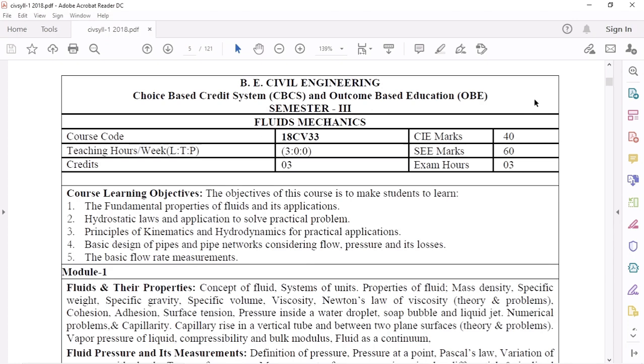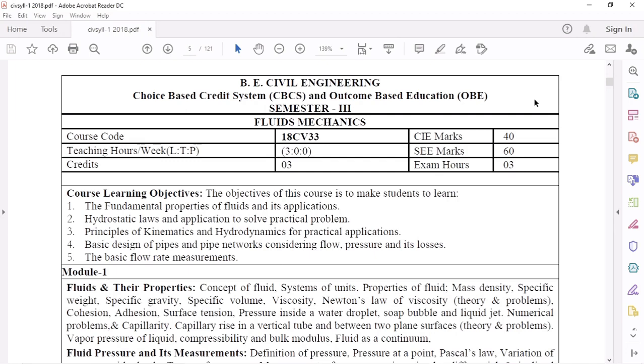We'll first see what the objectives are. Why we need to study the subject, what we are going to learn, or what knowledge the subject will give us. The objectives of this course are to make you learn the fundamental properties of fluids and their application, hydrostatic laws and their application to solve practical problems, principles of kinematics and hydrodynamics for practical application, basic design of pipes and pipe networks considering flow, pressure and its losses, and the basic flow rate measurements. So here 5 key points have been given as objectives.